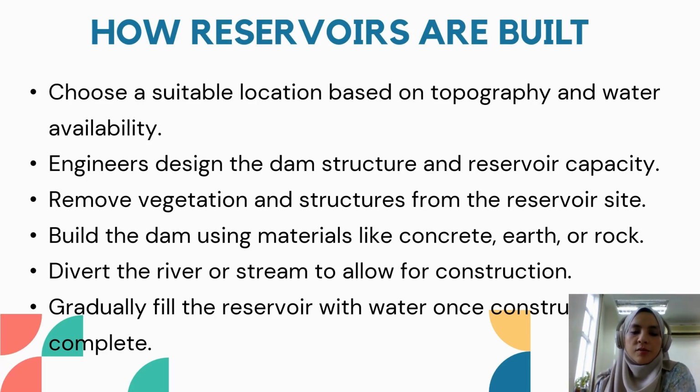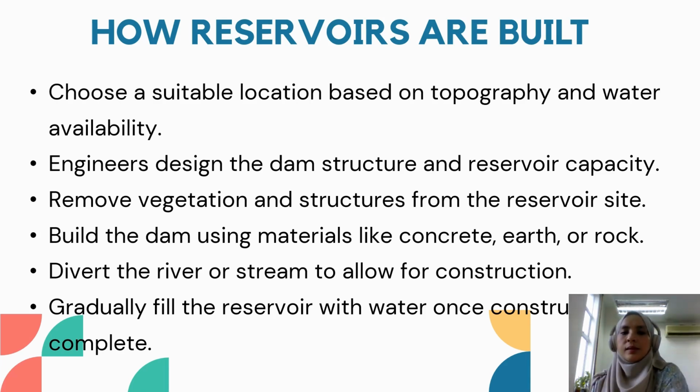The third step is to remove vegetation and structures. Before construction begins, the area designated for the reservoir is cleared of any vegetation, buildings, or other structures. This step ensures that the site is ready for the upcoming construction activities. Removing these obstacles helps in creating a clean and stable base for the reservoir.